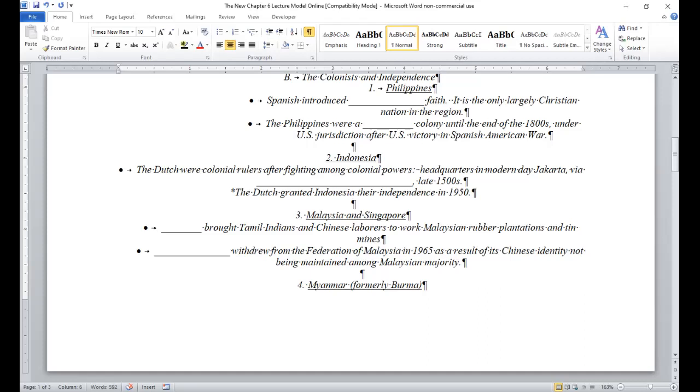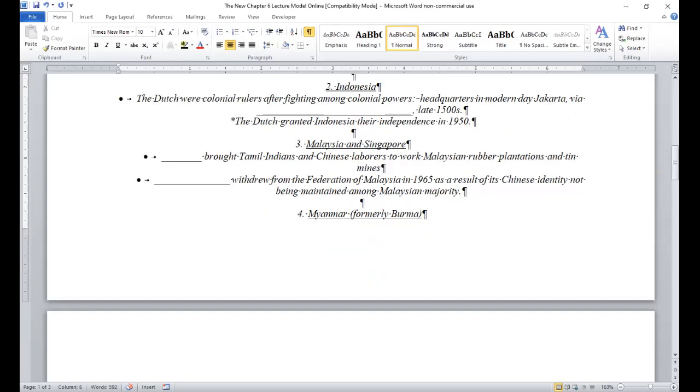Malaysia and Singapore. The British brought Tamil Indians and Chinese laborers to work Malaysia's rubber plantations and tin mines. Singapore, again, at the peninsula there, actually withdrew from the Federation of Malaysia in 1965 as a result of its Chinese identity not being maintained among their Malaysian majority.